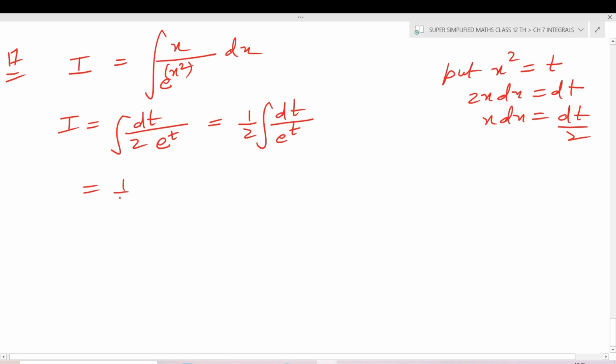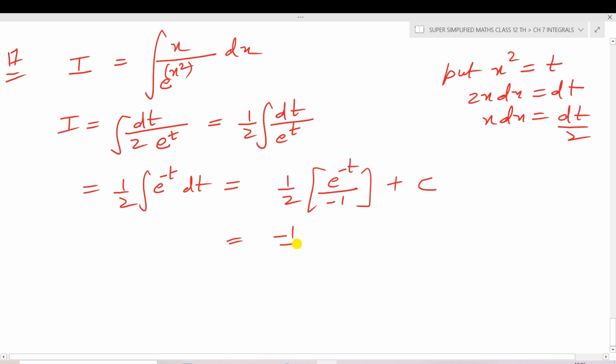So 1 by 2, I can write e raised to the power minus t dt. So its integration is going to be e raised to the power minus t divided by the derivative of minus t, which is minus 1. So minus 1 by 2 e raised to the power minus t, that is minus 1 upon 2 e raised to the power t, plus c. Now you replace t by x square.